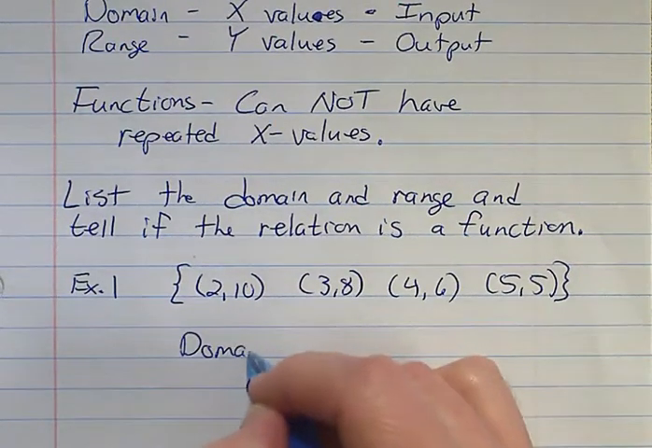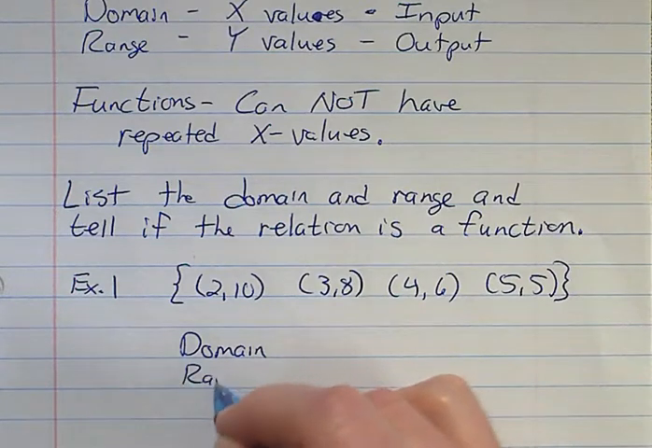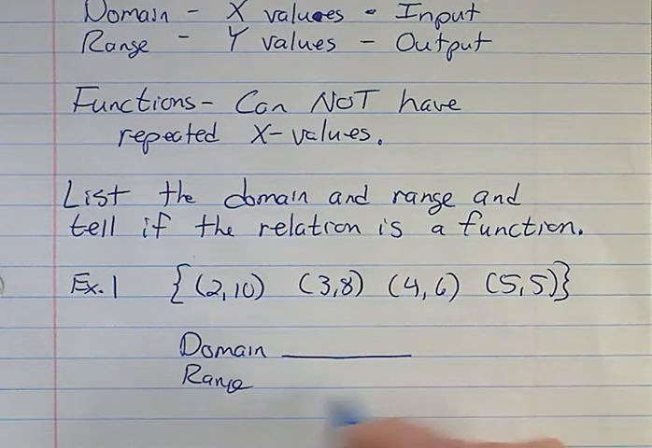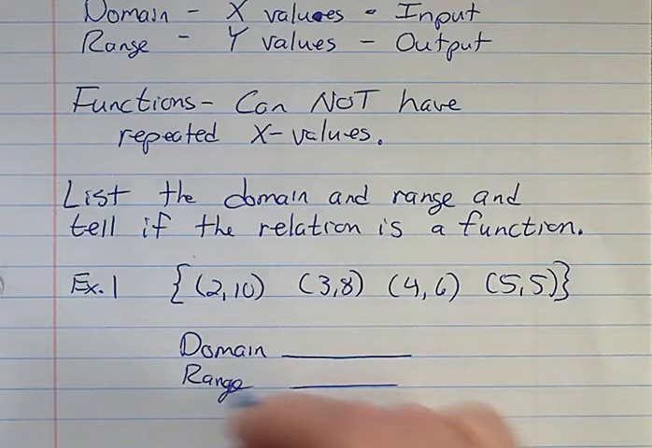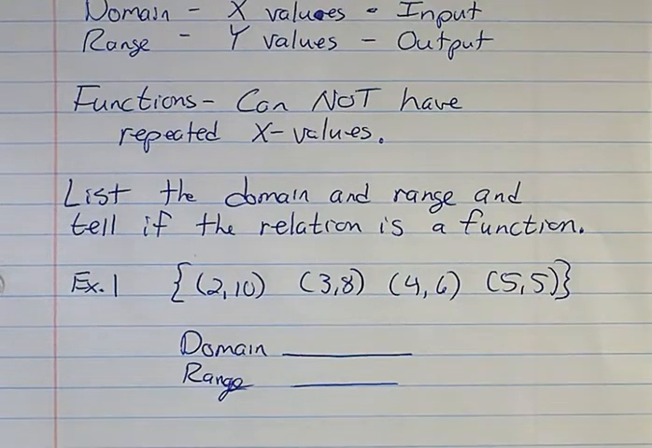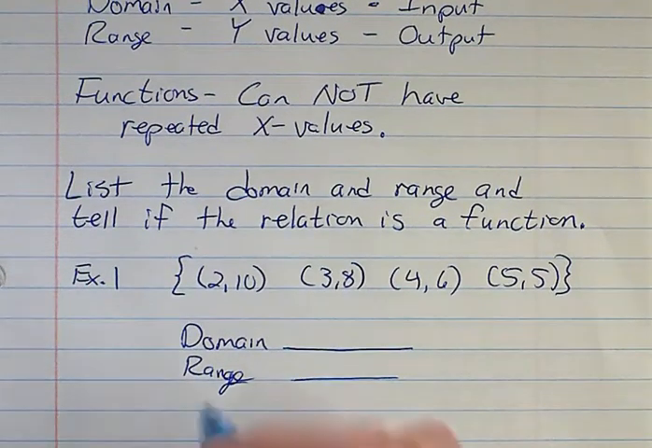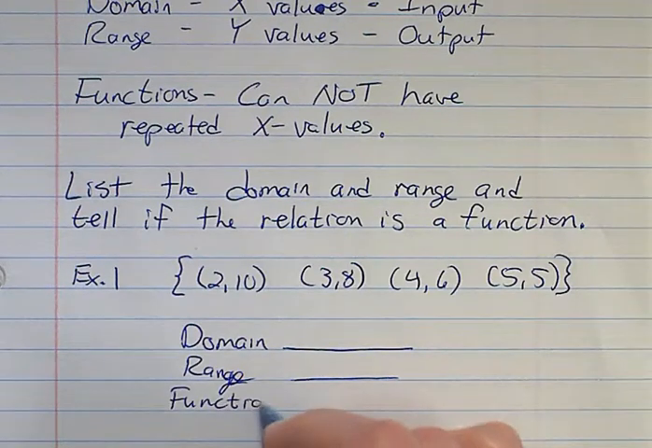Okay, and you should have something like this. They'll tell you, all right, here's the domain, here's the range. Just list all the numbers and tell me what they are. And they should put something like, if it's a function, they may give you a yes or no option. They'll have some way of saying, is this thing a function or not?